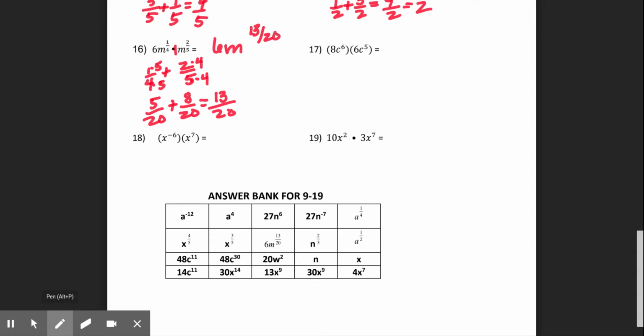All right, in 17, you're just going to multiply 8 times 6. That's 48. And you add 6 plus 5 and get 11. Number 18, it's just x, and then negative 6 plus 7 is 1, so it's just going to be x. And number 19, 10 times 3 is 30. X to the 2 plus 7 gives you 9.